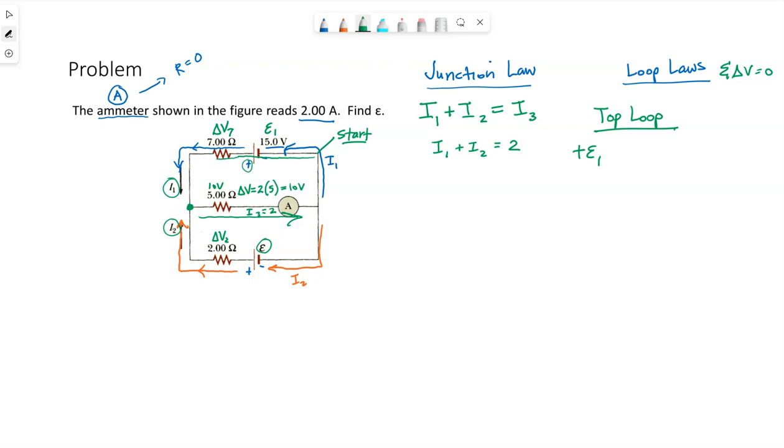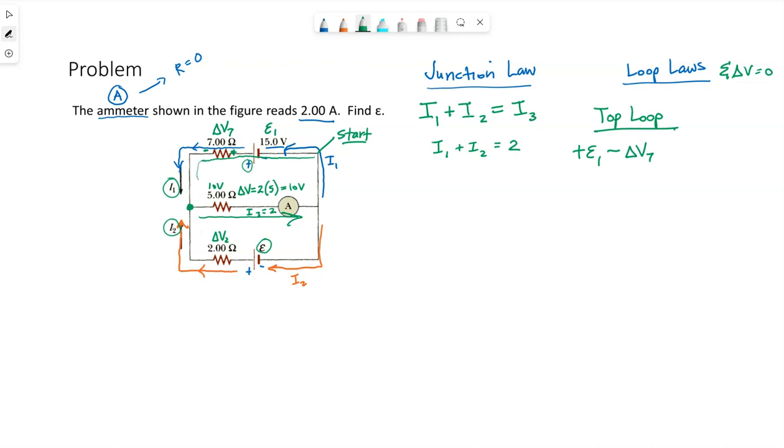As I continue going, I'm moving with the current. Current flows high potential to low. So if my path takes me with the current, I'm going to see a drop of whatever voltage is across that 7 ohm resistor.